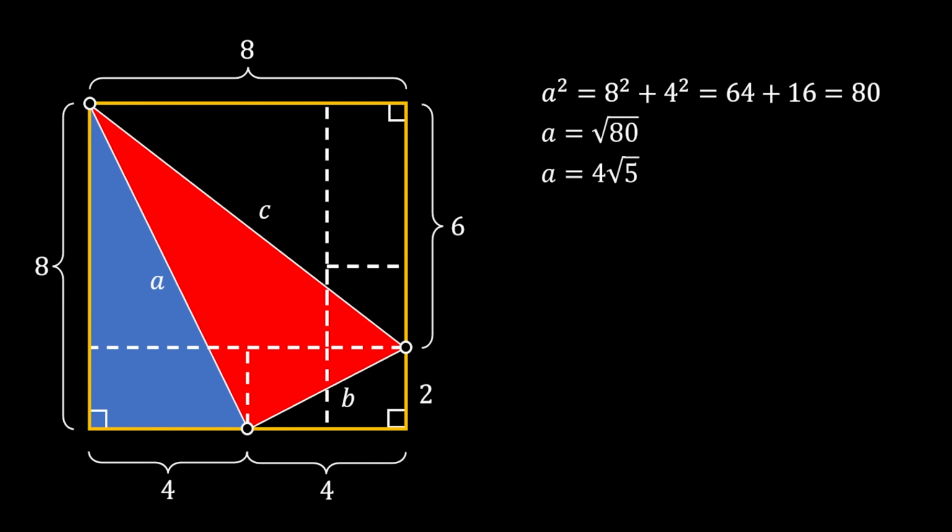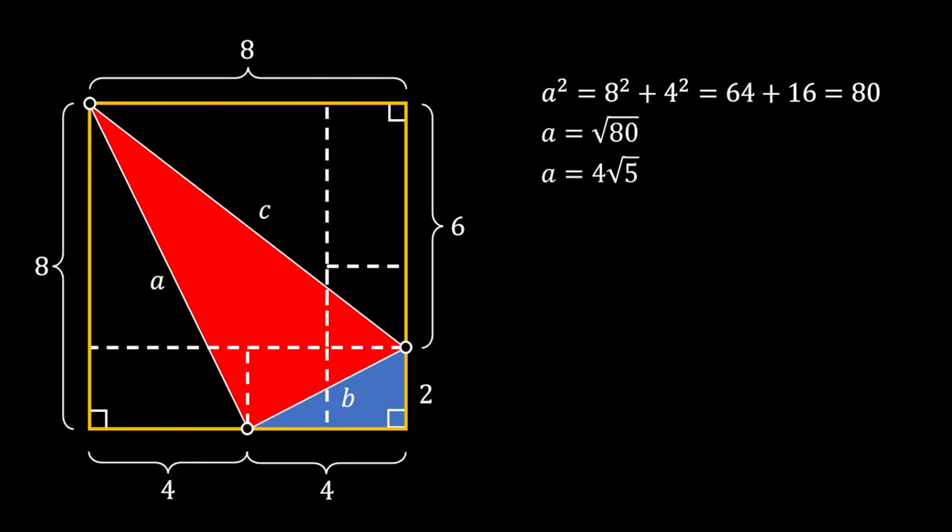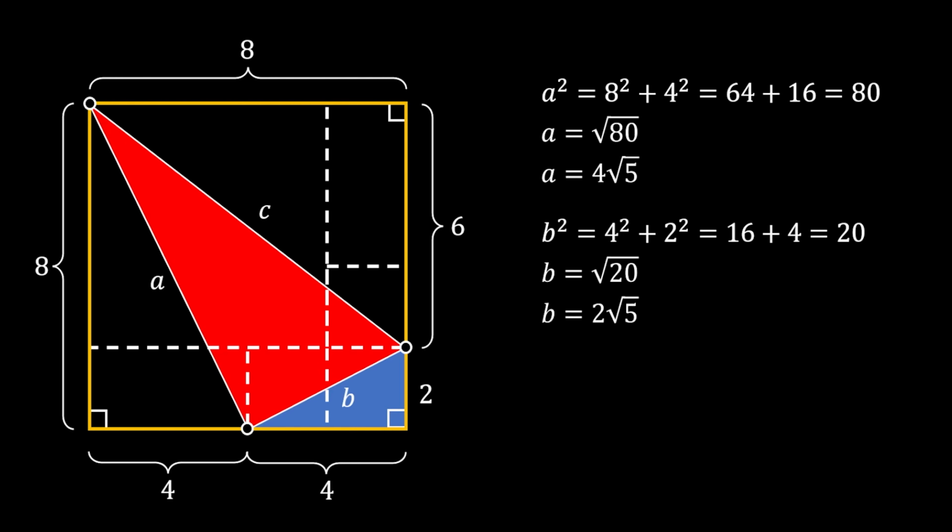Now we can set our attention to this other blue shaded right triangle with the hypotenuse B. We can find the hypotenuse in the same way, so B squared is equal to 4 squared plus 2 squared this time, which is equal to 16 plus 4, and that is equal to 20. So B must be equal to square root of 20, which we can simplify as 2 square root of 5.